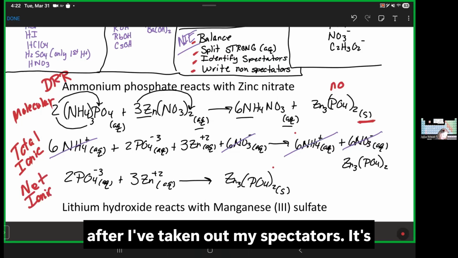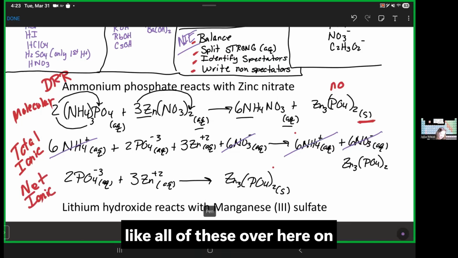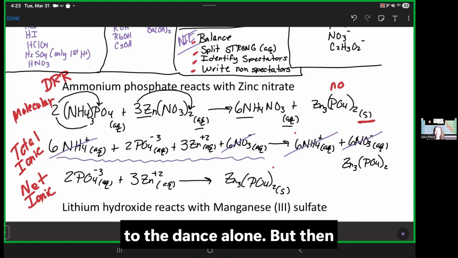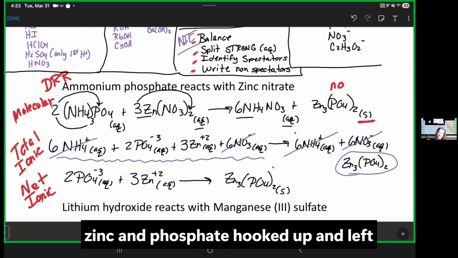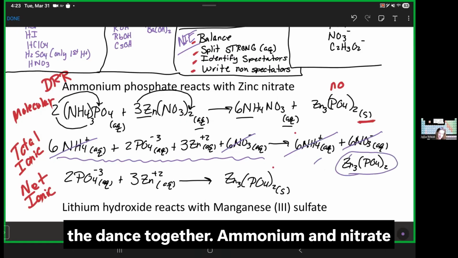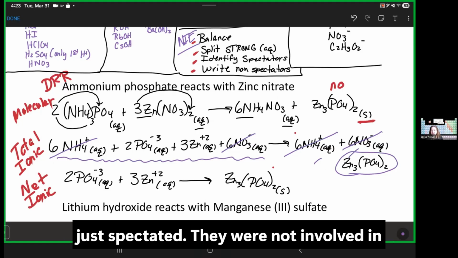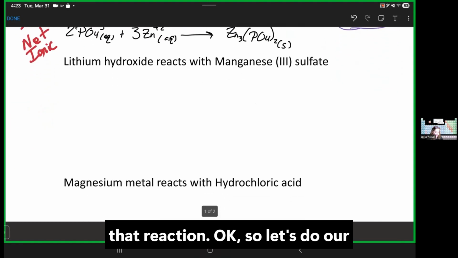After I've taken out my spectators, it's like all of these on the reactant side showed up to the dance alone, but then zinc and phosphate hooked up and left the dance together. Ammonium and nitrate just watched the action happen. They just spectated. They were not involved in that reaction. Okay, so let's do our next one.